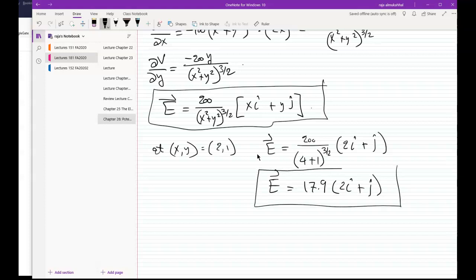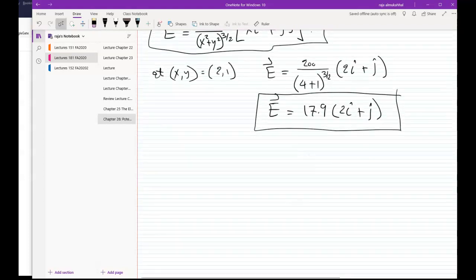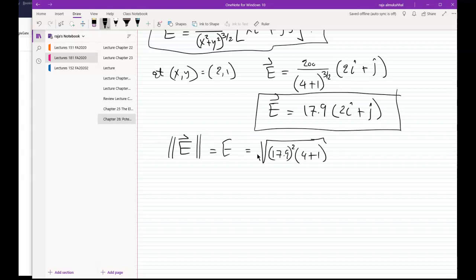That's the electric field vector. Okay? He said, what is the magnitude? Well, how do I find the magnitude? If I'm going to use your calculus teacher's abbreviation, it's like that. In physics, we just say E without the vector form. So all you need to do is take the square root of 17.9 squared times (4 plus 1). Is that right? And then you plug it in.